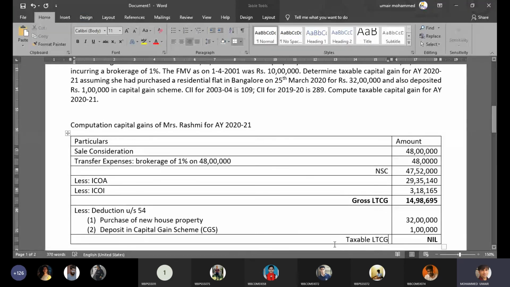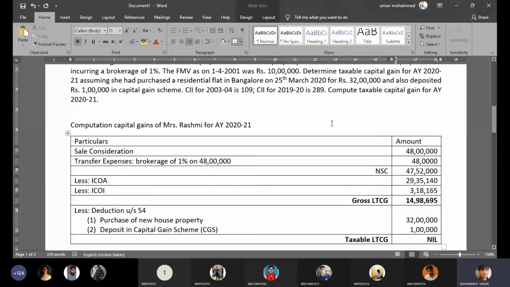She has made a profit of 14 lakhs 98,695. Has she used this profit as per section 54? She has. And after using that profit, is anything left out? The answer is nothing is left out. So taxable long-term capital gain will be nil. Don't write a negative amount. Don't write 14 lakh 98,000 minus 33 lakhs and write the negative amount. No, all you have to see is whether this is being reinvested or not. If this is reinvested completely, then there's nothing left. So there is no taxable capital gain at all, right?